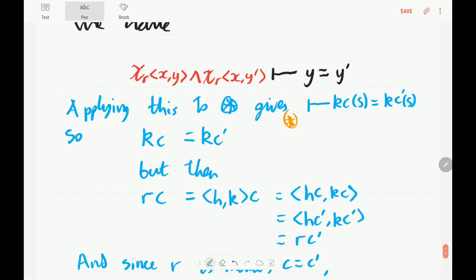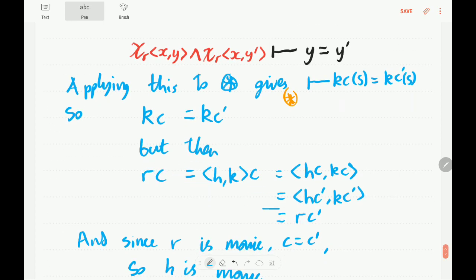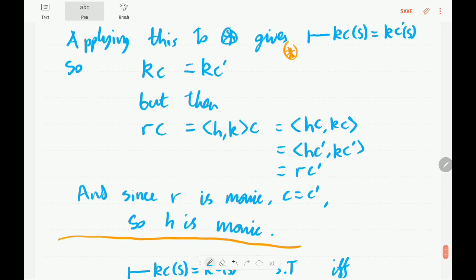But then we've also assumed that hC equals hC'. So we have RC equals (hC, kC) equals (hC', kC'), which is equal to RC'. And since R is monic, we get C equals C', which is what we wanted.